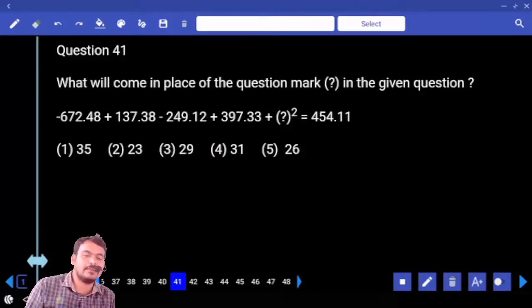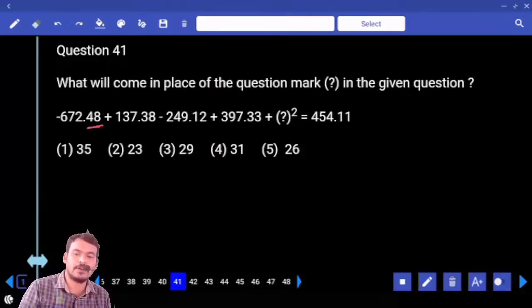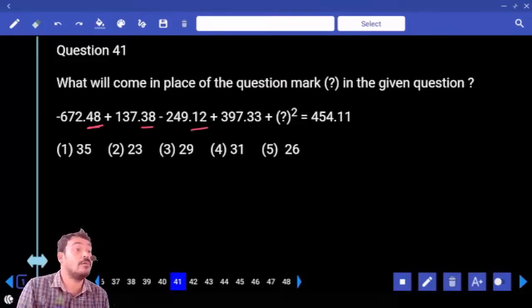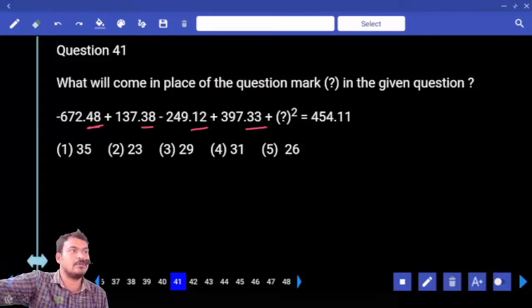First, left hand side, first term last 2 digits. Every value last 2 digits. Minus 48 or plus 48? Minus 48. Second one, plus 38. Minus 48 plus 38, minus 10. Minus 10 minus 12, minus 22. Minus 22 plus 33, plus 11. Plus 11 becomes minus 11 or not? 11 minus 11, zeros or not?